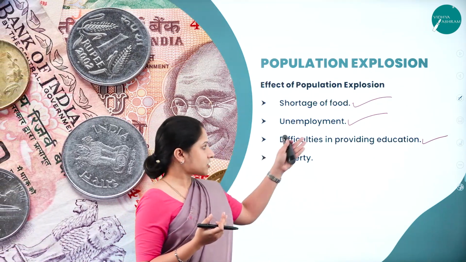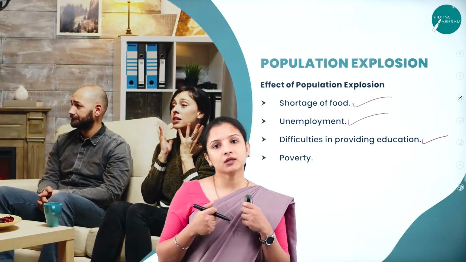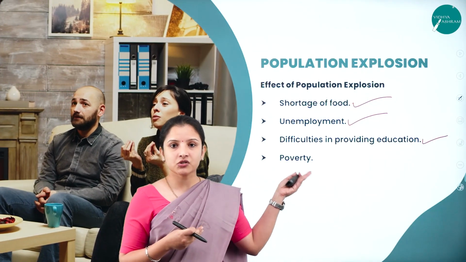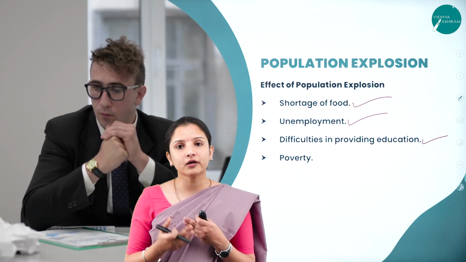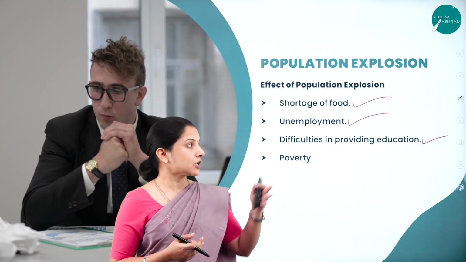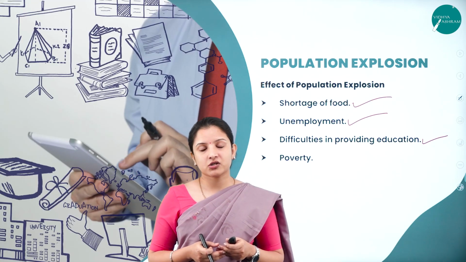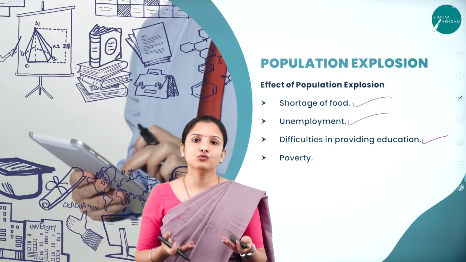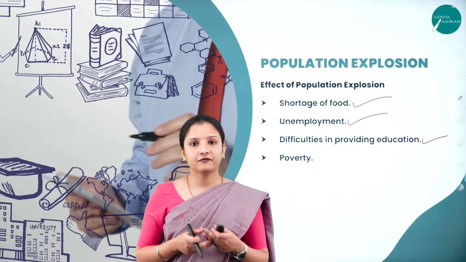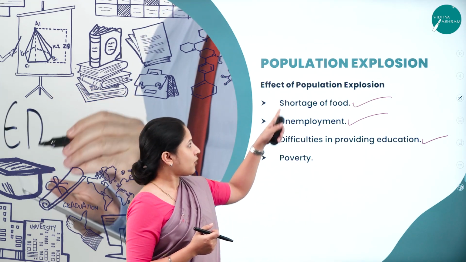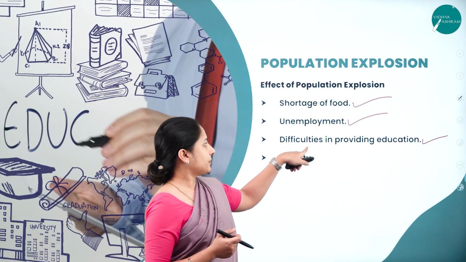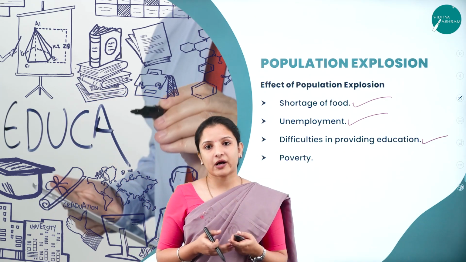So during such epidemic or pandemic conditions, when the parent is not able to earn enough money, how can they provide education if there are more than 2 kids in a family? It is very difficult to meet the expenses, right? So if there is more population explosion, what happens? There is difficulty in providing education.